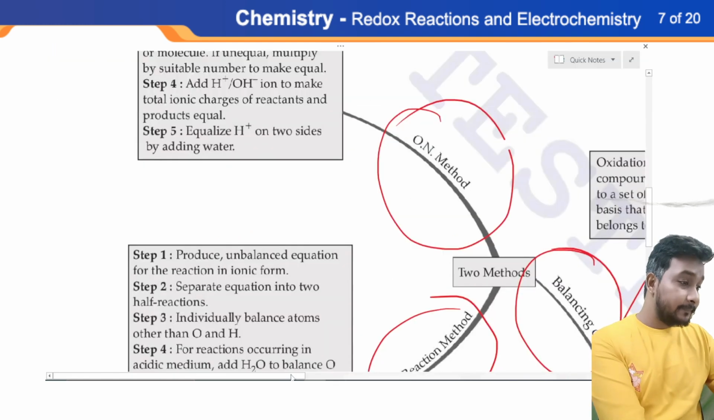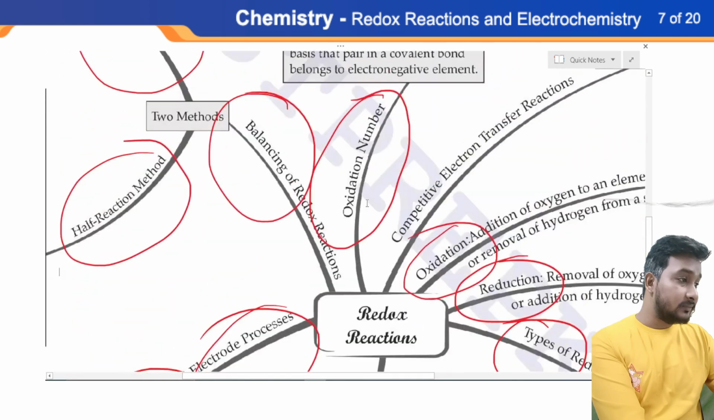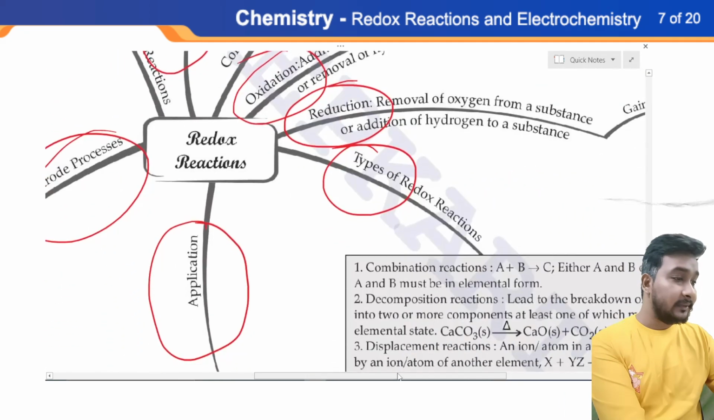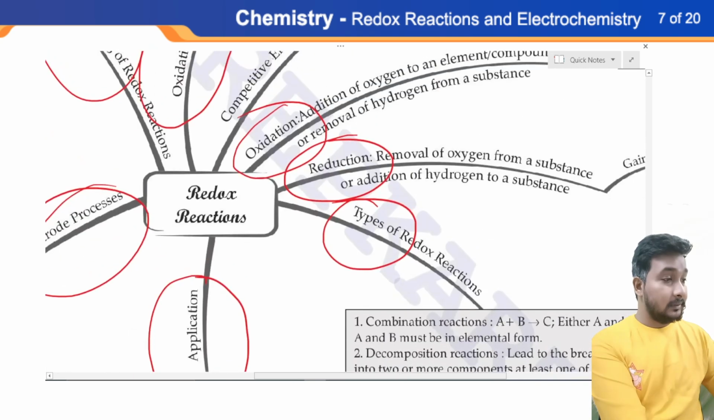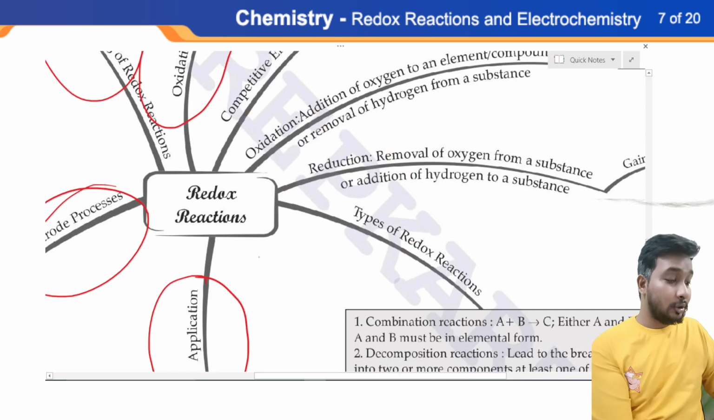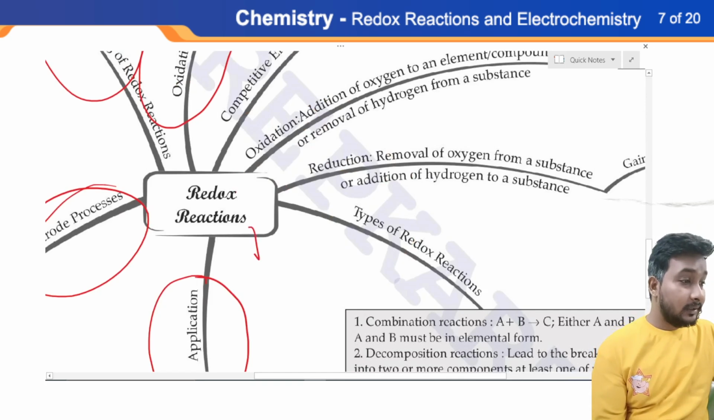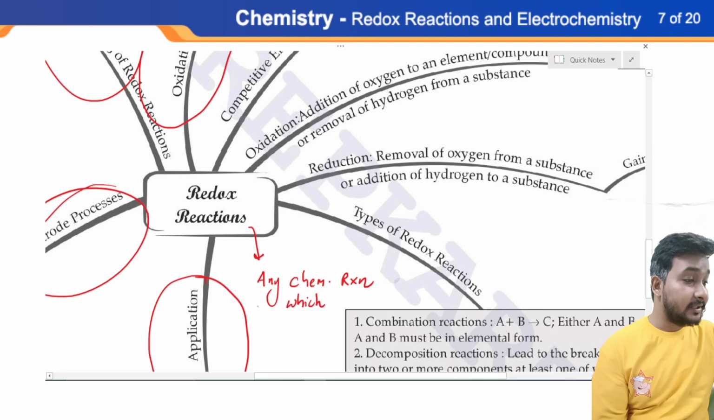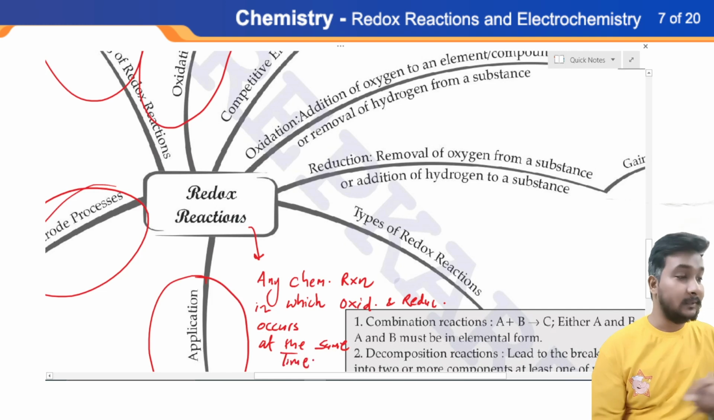Now first of all, we are starting this chapter, or we can say lecture, with the help of a simple definition. According to physical chemistry, redox reaction is defined as any chemical reaction in which oxidation and reduction occur at the same time. It's called a redox reaction.